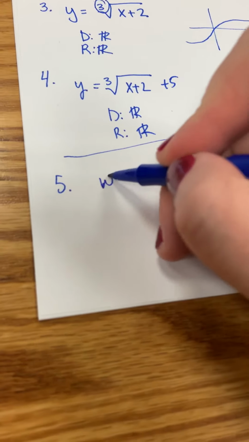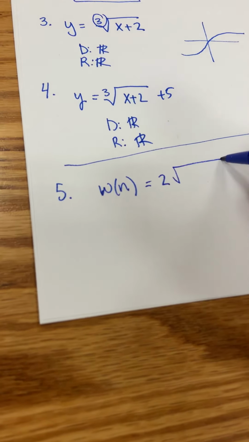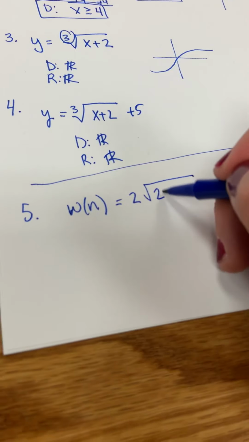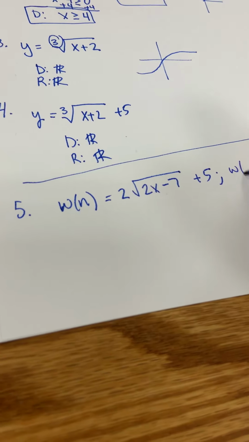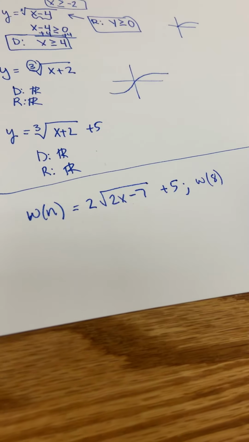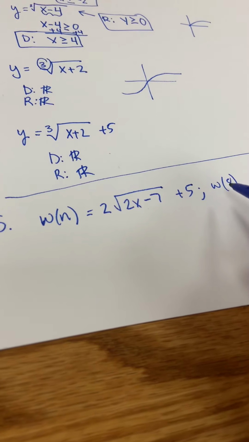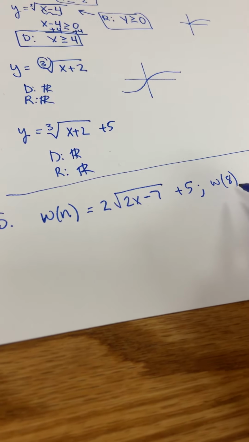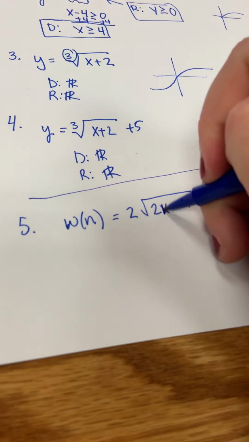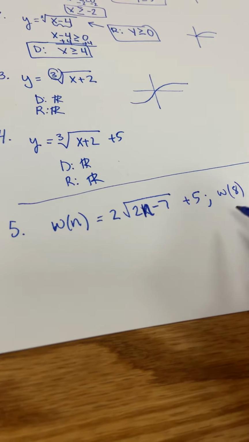The function w of n is equal to 2 times the root of 2x minus 7 plus 5. And they want you to find when you plug in 8 for n. I probably should have changed this to an n on your packet. Please change it to an n because they're using n there.